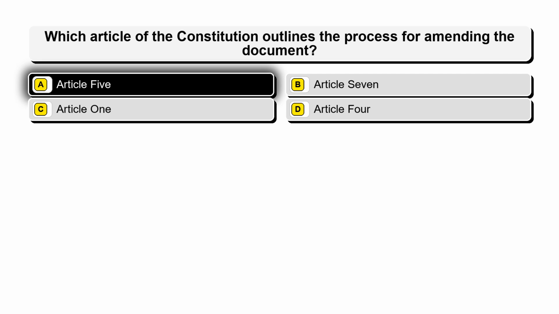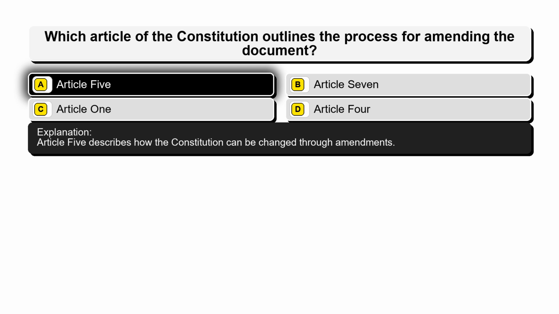The correct answer is option A, Article 5. Article 5 describes how the Constitution can be changed through amendments.